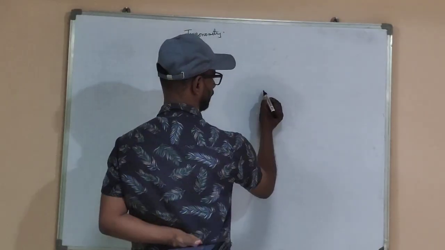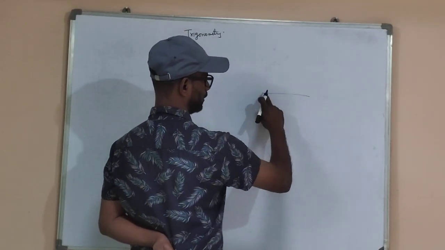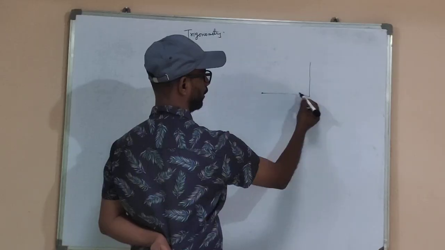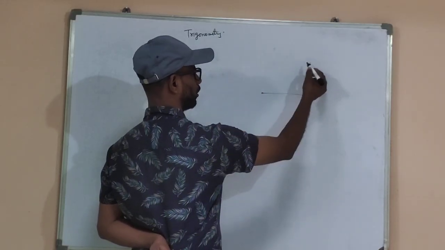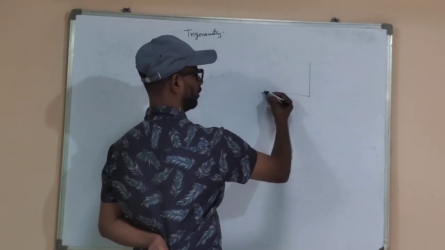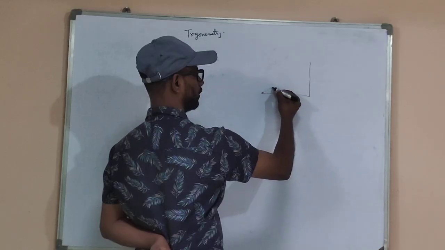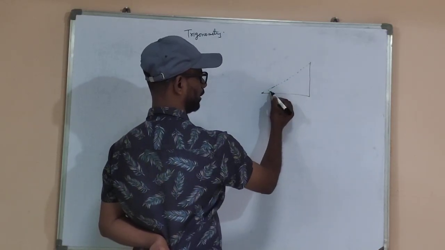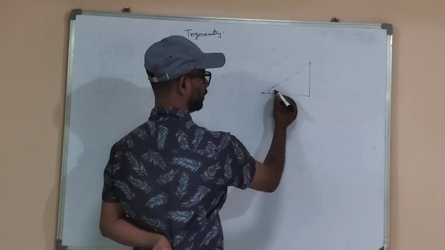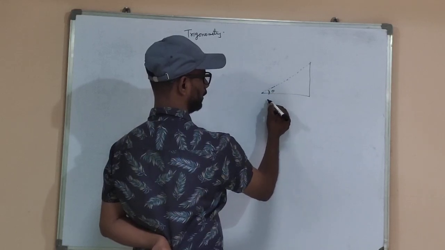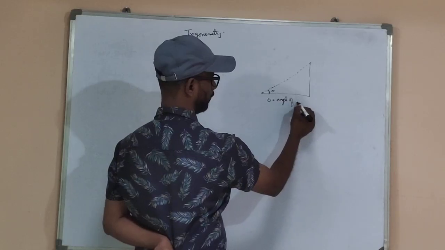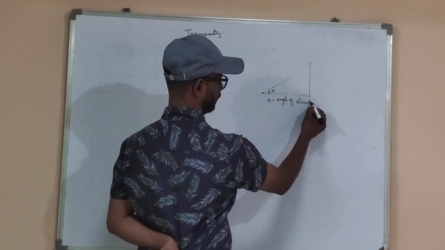When a person is standing here at the ground level and observing a thing which is at the top of a tower or any hill, he is watching the top like this. So here he makes an angle. This is angle theta. Angle theta is called the angle of elevation. Okay.